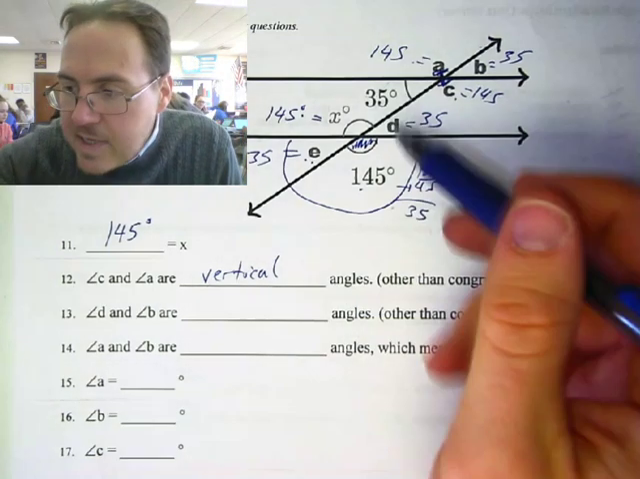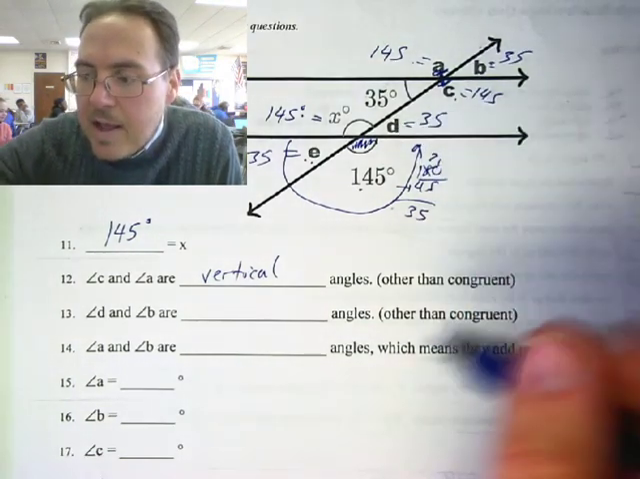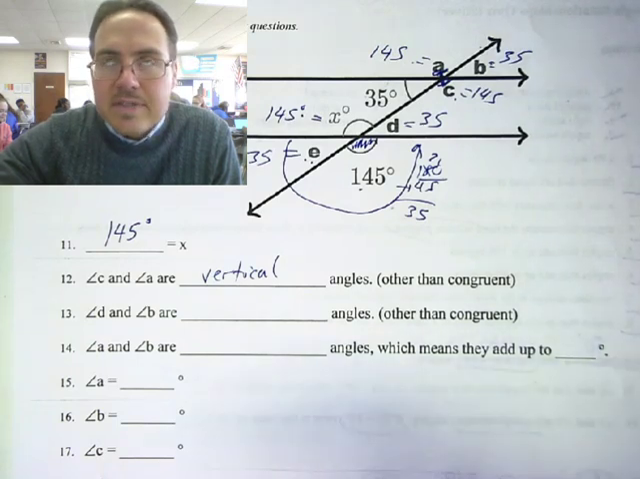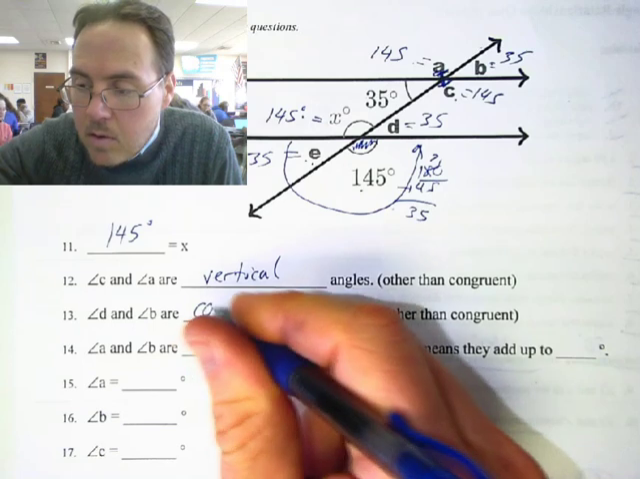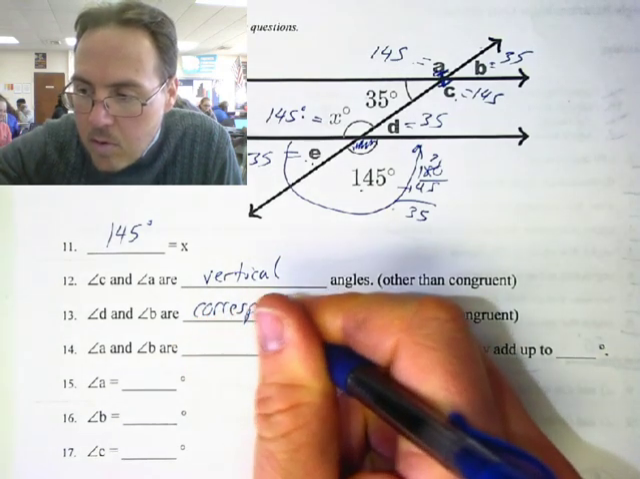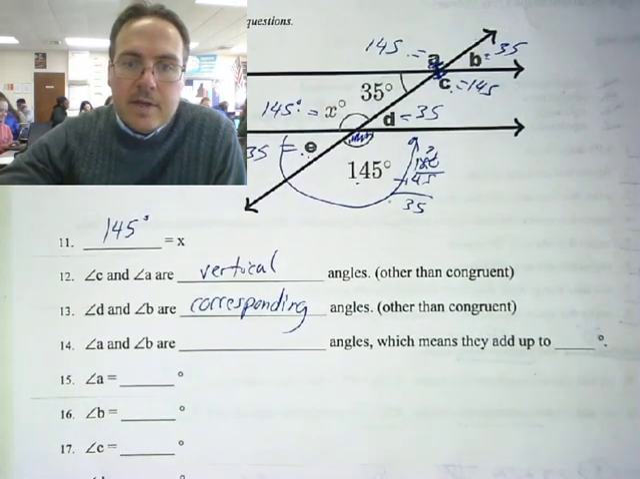D and B, so D is here and B is here. They're sort of in the same position on different intersections. That's that relative position. If they're in the same relative position to each other, that means that they are corresponding. They are corresponding angles. That was the correct answer for 13.